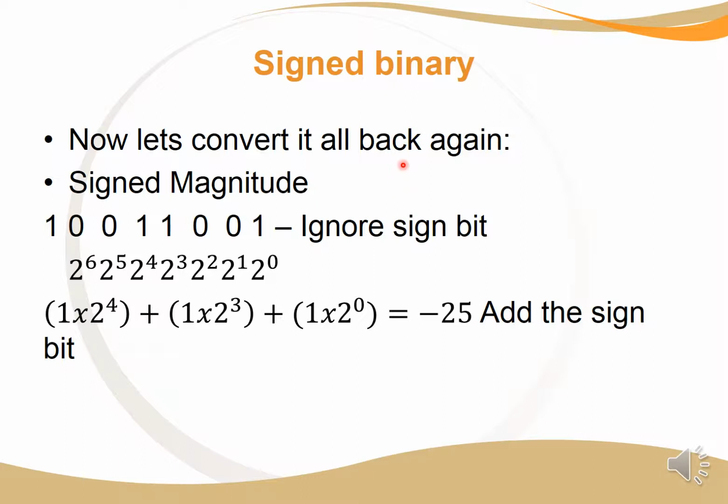Now let's convert it all back again. Signed magnitude: this is the sign magnitude. This is the sign bit, which we basically ignore for the value. If it's a 1, it's a minus; if it's 0, it's positive. And then we just do the normal binary conversion to get the magnitude. So this all adds up to 25, and the minus comes from the sign bit.